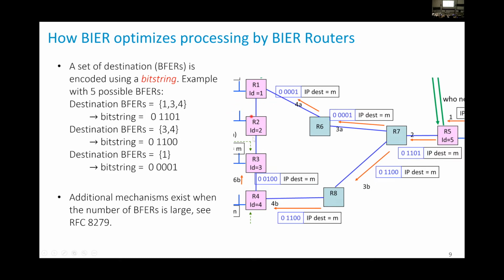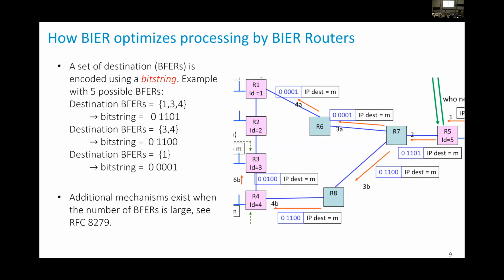For example, here there are 5 routers in this domain. So the bit string is a string of 5 bits with a 1 in every position where we need to send the packet. If you have 256 routers in your domain, you will need a bit string of 256 bits. If you have 1 million routers, you would need a bit string of 1 million bits. Of course, you will not do that, so you will not have a domain with 1 million routers.